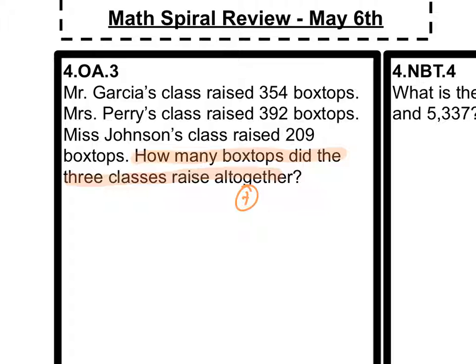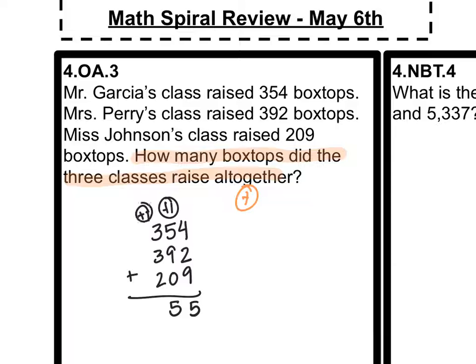So make sure that you keep them aligned. 354, 392, and 209. Make sure that one's place stays aligned. So I'm going to go ahead. 9 plus 2 is going to give me 11, and 11 plus 4 is going to give me 15. So I'm going to put down the 5, regroup the 1. I know that 9 plus 1 is 10, plus 5 is also 15. So I'm going to put down the 5 and regroup the 1. 3 plus 3 is 6, plus 2 is 8, plus 1 more is 9.